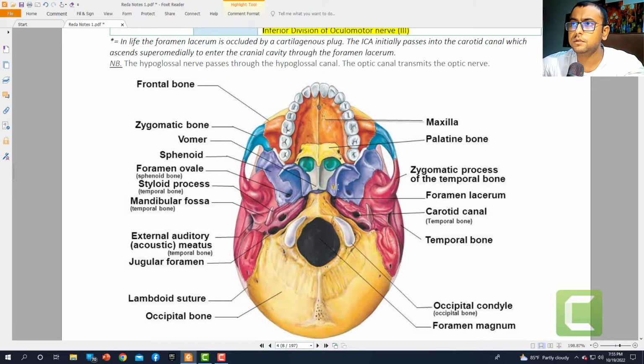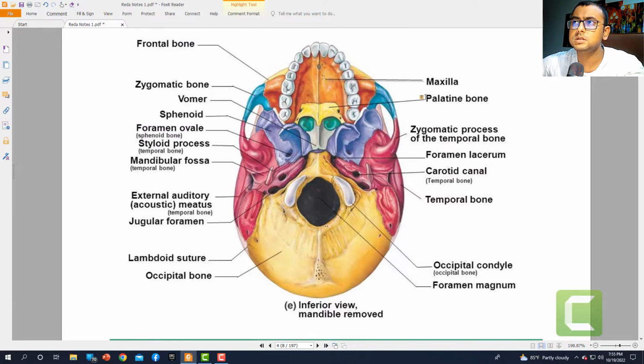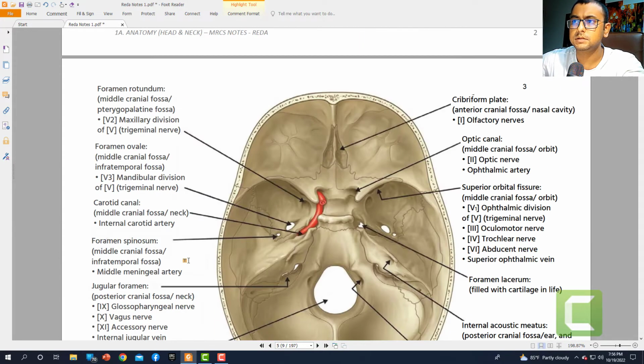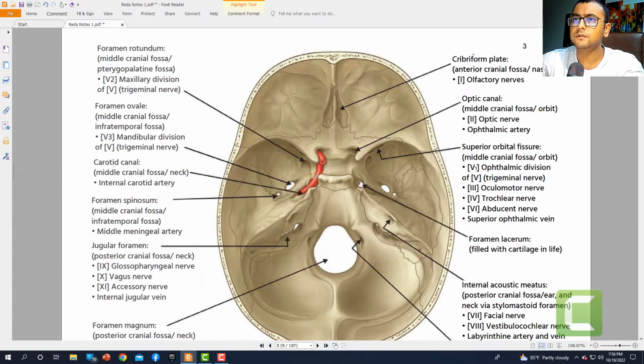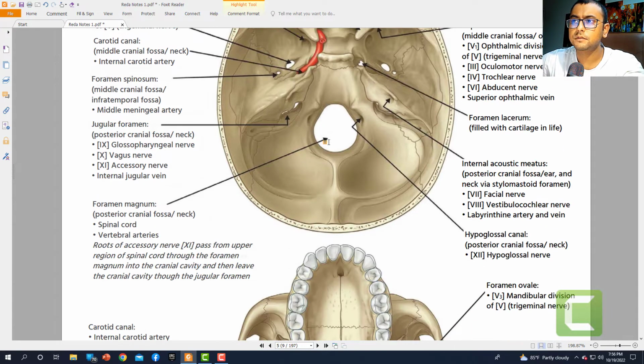So these are the foramina. You must know them very clearly, because it's important not only for MBBS but also for postgraduation at least. This is the picture from Gray's Anatomy for Students. It will also be found in Netter, Frank H. Netter.